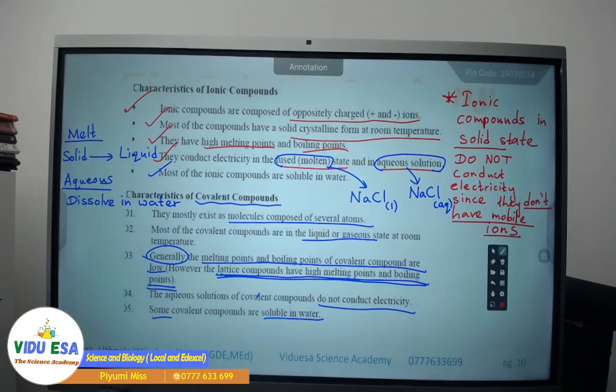Now, what about sulfur dioxide? It's made of sulfur and oxygen, which are both nonmetals, so it's a covalent bond. What about H2O? It's made of hydrogen and oxygen, which are both nonmetals, so it's also covalent.